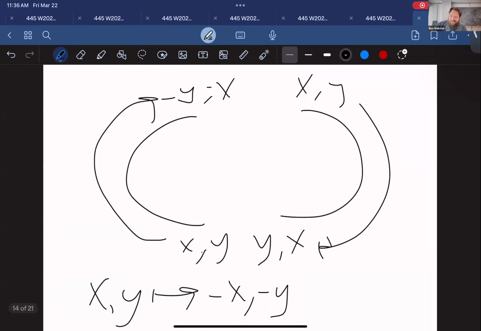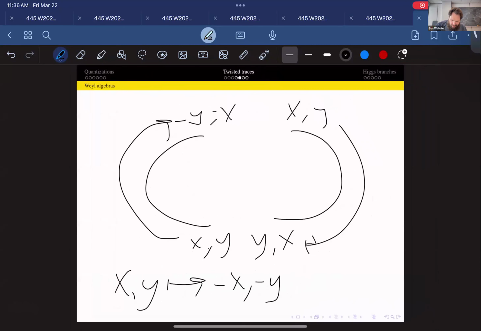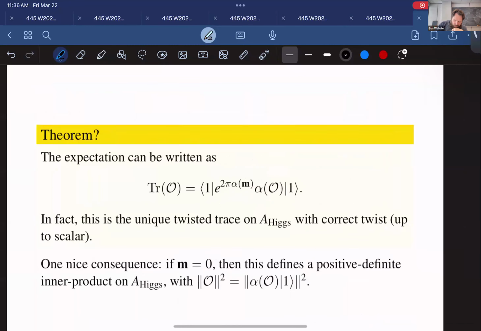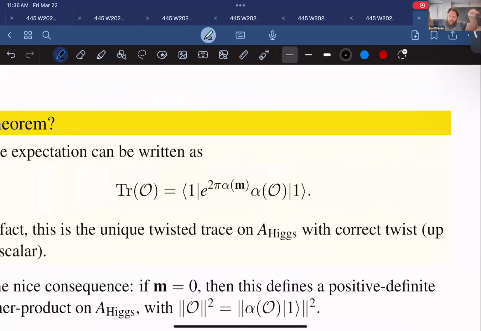Okay. I don't know. Is this as clear as it's going to be? I really like this picture. What this is saying here is, if you look at this pairing of the two states on the outside and then pair up with the action of either this holomorphic action or this anti-holomorphic action, this will be unchanged as you slide operators around the circle, as long as you properly account for this switching from holomorphic to anti-holomorphic, etc.